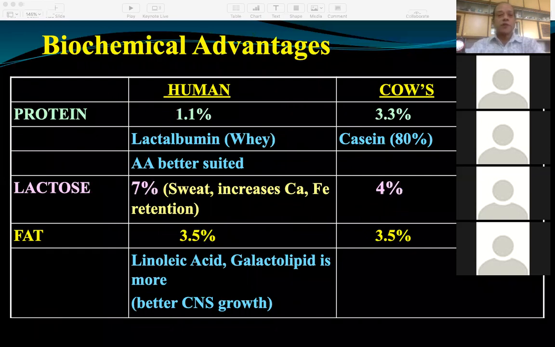The biochemical advantages over cow's milk, as we have discussed: protein is 1.1 gram against 3.3 in cow's milk. So cow's milk contains about 3 times more protein. The protein in mother's milk is lactalbumin, that is whey protein, while it is casein, almost 80%, in cow's milk or animal milk, which causes curding of the milk in the stomach, and the amino acid pattern is better suited in the mother's milk. The lactose content is 7% as against 4% in animal milk, and this 7% lactose makes the milk sweet, increases calcium and iron absorption and retention. The fat content is about 3.5%, same as in animal milk, but the essential fatty acids like linoleic acid are more, galactolipid is more, and this fat is better suited for better CNS growth.